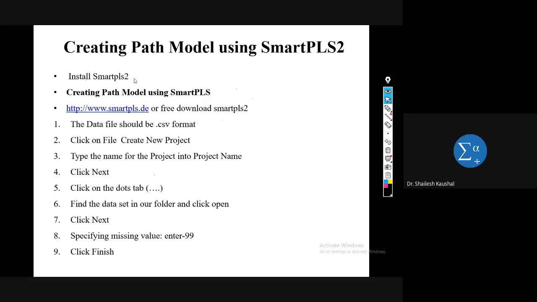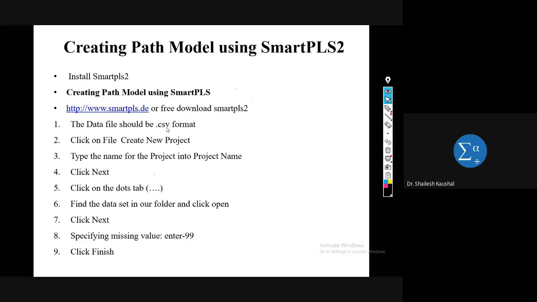Forever you can run your SmartPLS 2. While SmartPLS 3 is paid software, so if you want to buy it, there is no problem, but all the estimations we can perform in SmartPLS 2 also. Okay, so this is the site, and the first thing is the data should be in .csv form. We can use an SPSS .sav file, but here we should save our file in .csv.